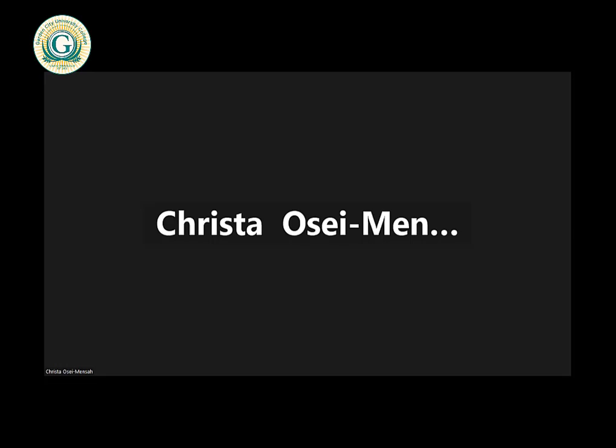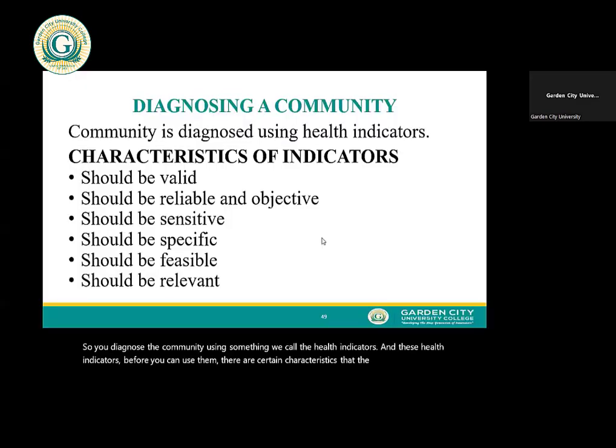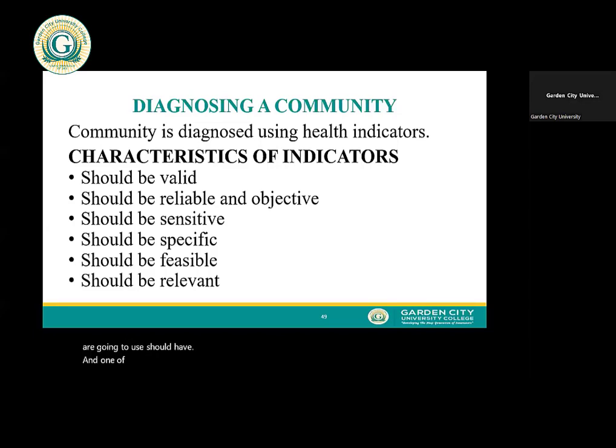So you diagnose the community using something we call the health indicators. Before you can use these health indicators, there are certain characteristics that the indicator you are going to use should have. One of the characteristics is that the indicator should be valid. When we talk of valid, we are looking at it in terms of face and then content validity. We did this in research. Then we said it should be reliable and objective.